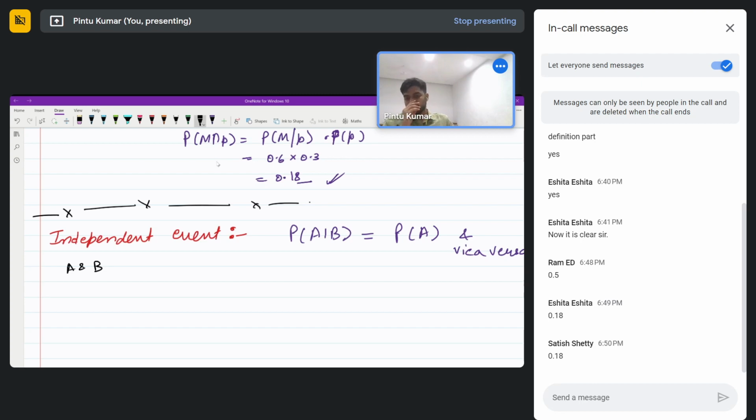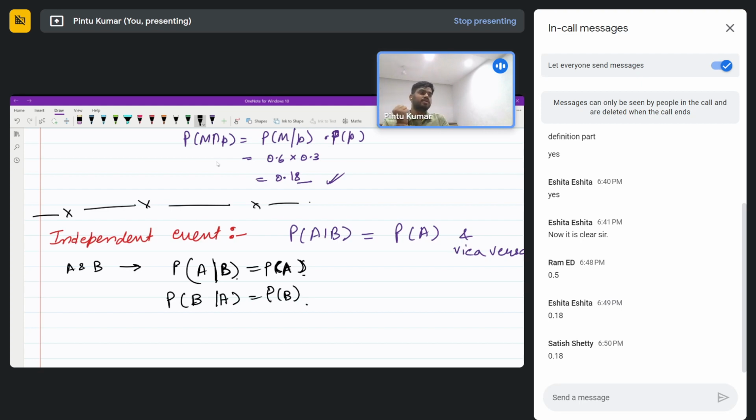So what does this mean mathematically? Let's say somebody says that B has already occurred, then the probability of A does not change. Even with the extra information that B has already occurred, it is not impacting your probability of A. And vice versa, if you are given something about A, then the probability of B does not change.